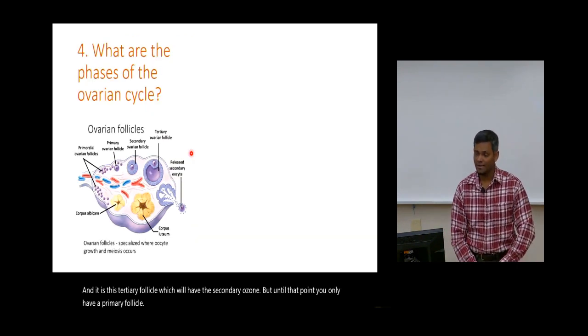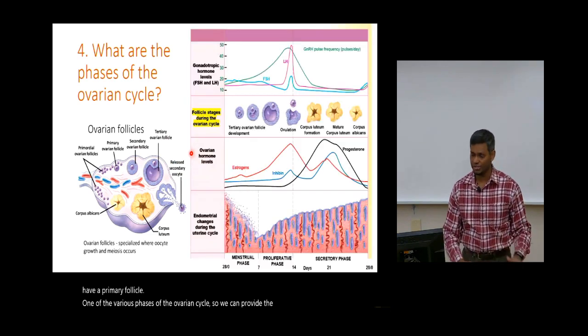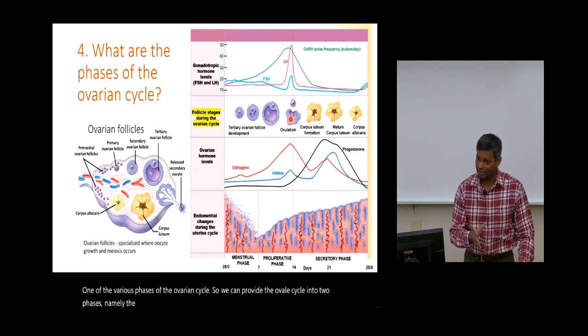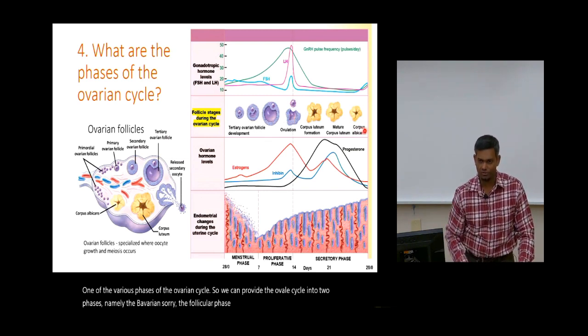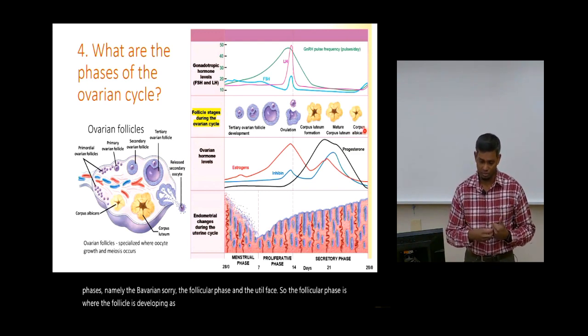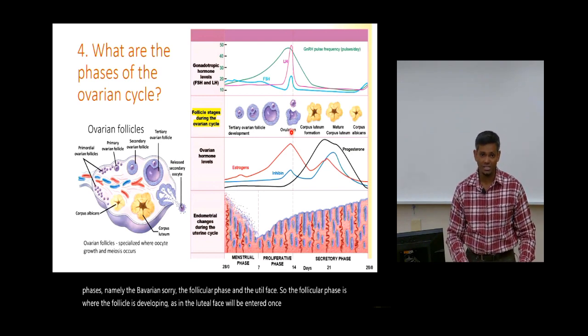What are the various phases of the ovarian cycle? So we can divide the ovarian cycle into two phases, namely the follicular phase and the luteal phase. So the follicular phase is where the follicle is developing, but then the luteal phase will be entered once the egg has been released from the follicle.